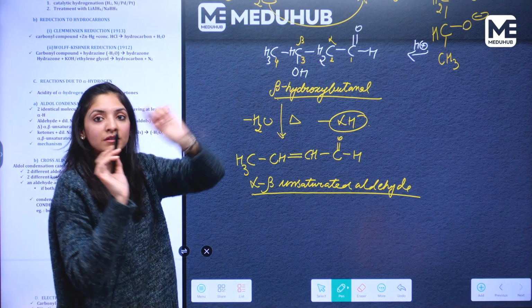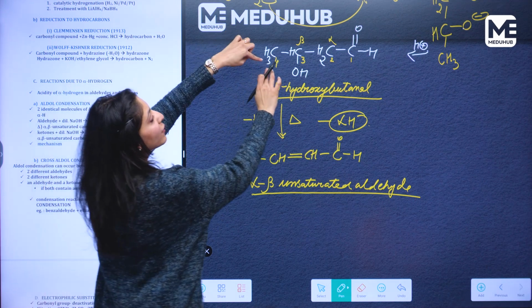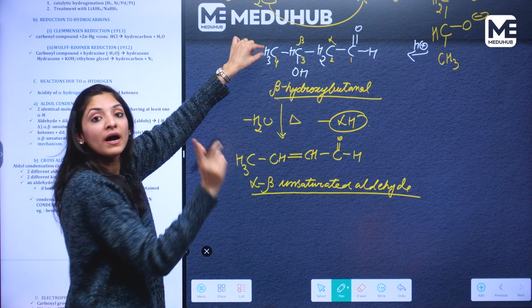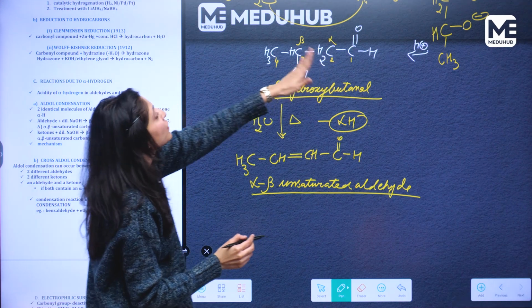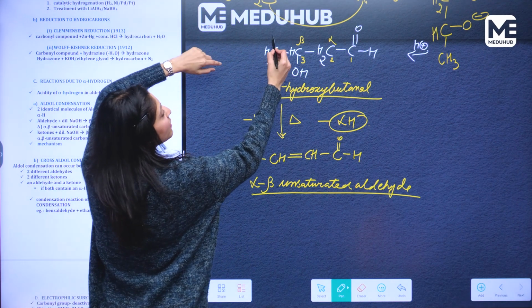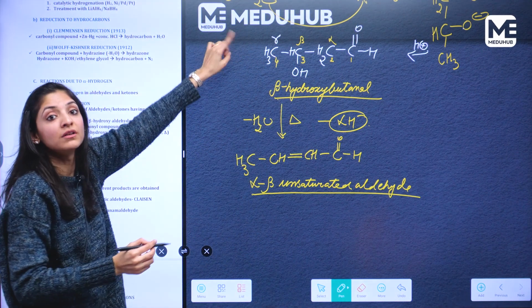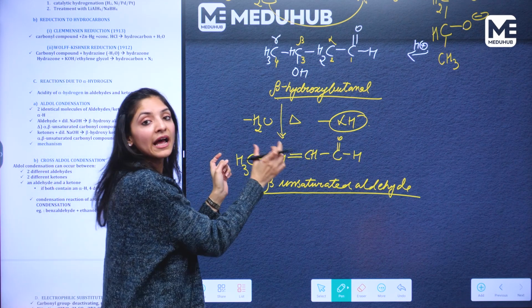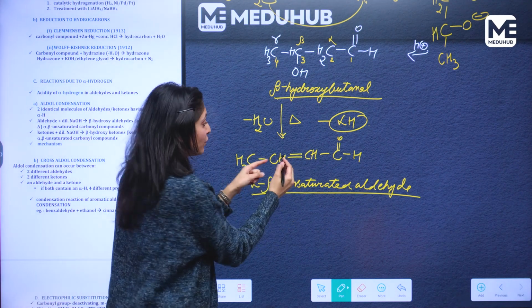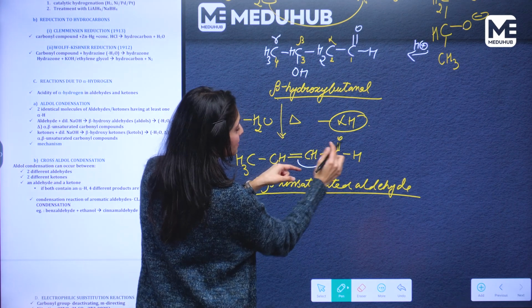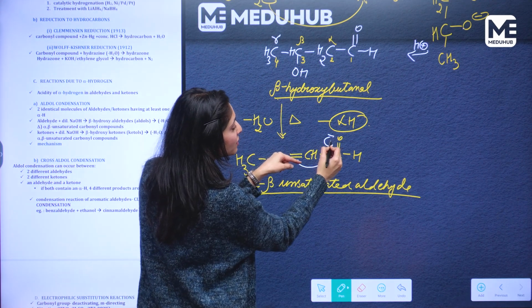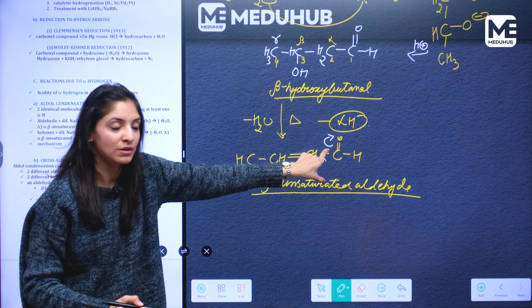Now the OH group is flanked by hydrogens on both the sides. But why is it that only the alpha hydrogen gets lost on heating and not the hydrogen on this gamma carbon here, not the gamma hydrogen? That is because if you look at an alpha beta unsaturated compound, you will see that it is resonance stabilized. Because this double bond will be in conjugation here with this carbon oxygen double bond.